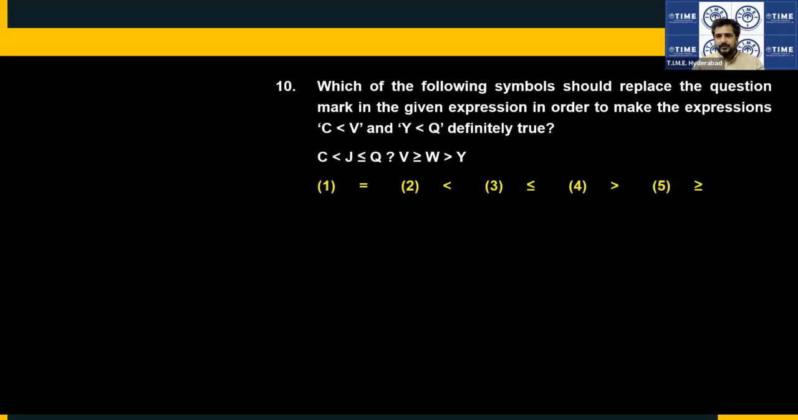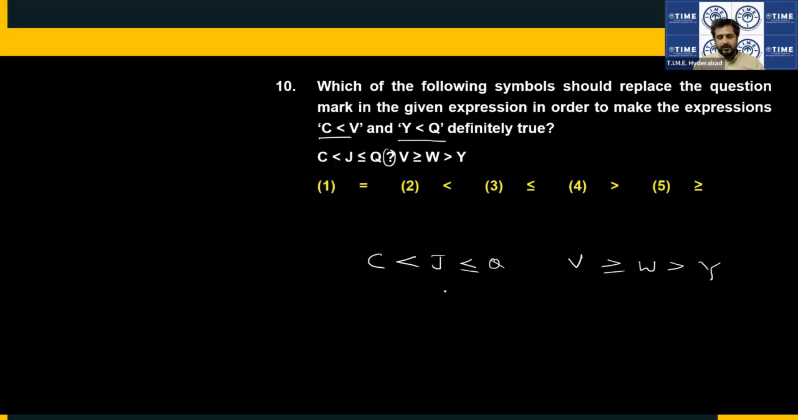Which of the following symbols should replace the question mark in the given expression in order to make the expression C less than V and Y less than Q definitely true? So in this question mark place, we have to substitute some symbol. Let's see. C less than J less than or equal to K, and here we have a question mark of V greater than or equal to W greater than Y.